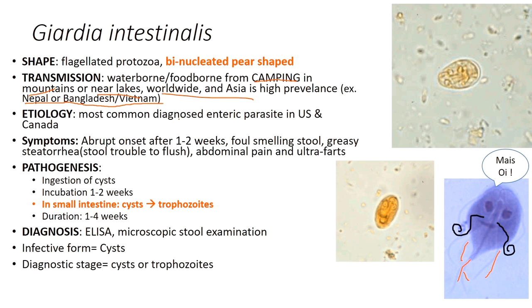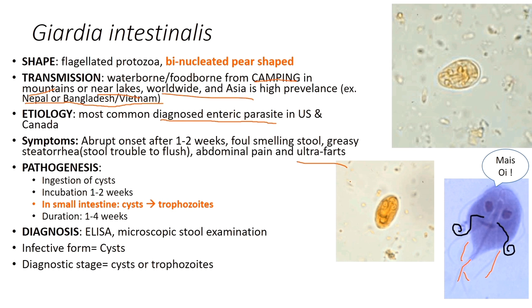So look for the symptoms and signs of this. It's usually the most diagnosed enteric parasite. It's very common in the U.S. and Canada, and it has abrupt onset. One to two weeks after the possible exposure, they're going to have foul-smelling stool, greasy steatorrhea. It starts as watery diarrhea, however, but then can progress to greasy steatorrhea. So keep that in mind. You'll have abdominal cramps, and you'll also have severe flatulence. However, this isn't always a presentation.